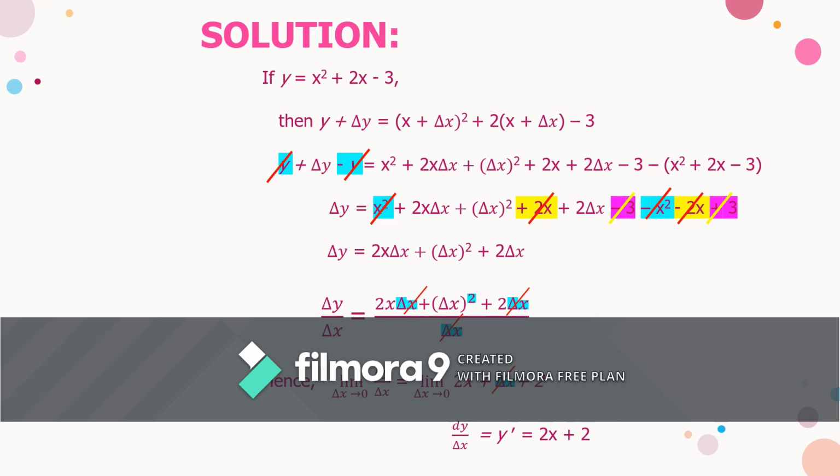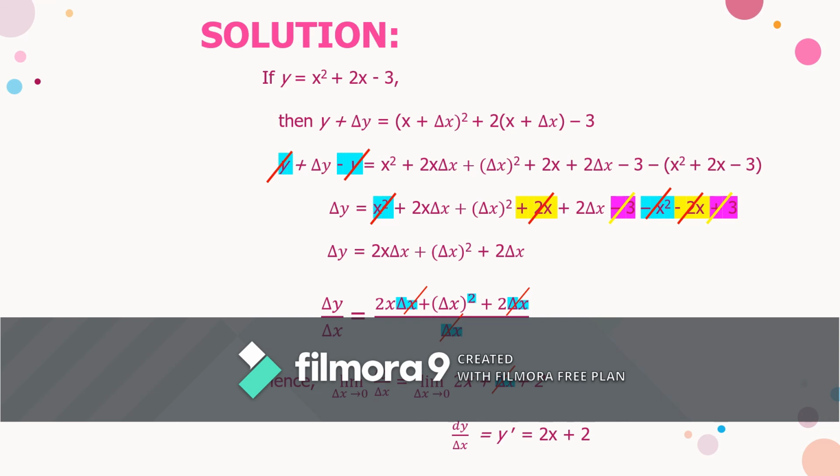Since the first term of the given function is x squared. The first term of the given is x squared. So adding delta x to x, we will also raise it to the second power. Plus 2 times x plus delta x minus 3.